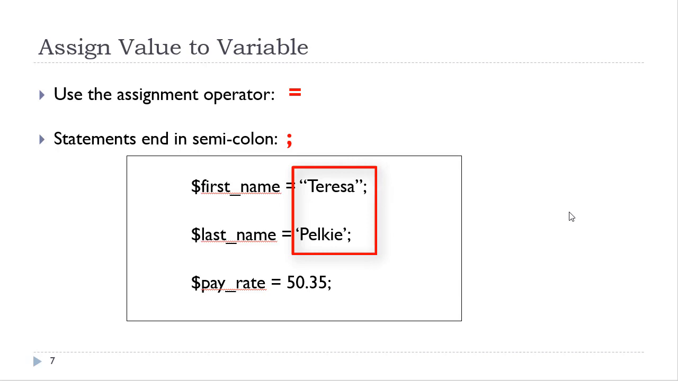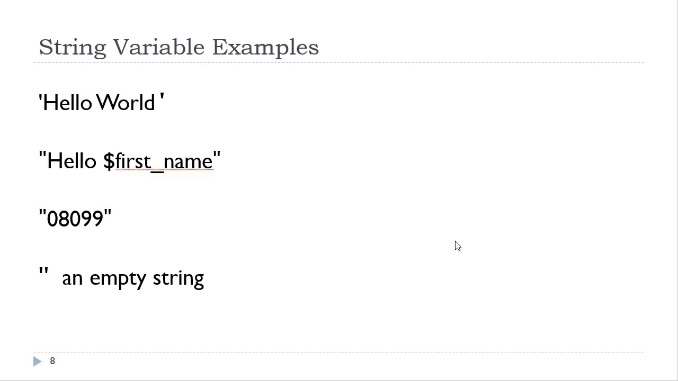Notice Teresa and Pelkie are enclosed in quotes. Teresa is enclosed in double quotes. Pelkie is enclosed in single quotes. These are string variables. It doesn't matter whether we use single or double quotes. If we're using a numeric value that is going to be looked at as a number, we do not enclose it in quotes.